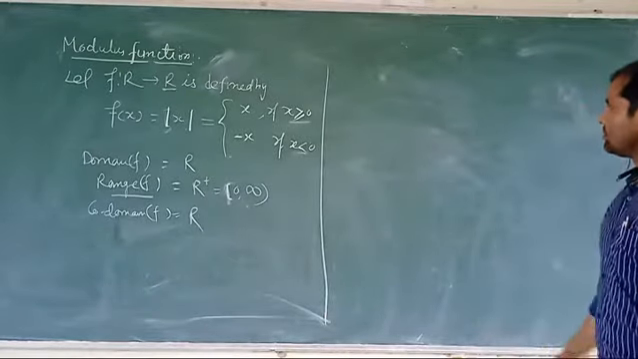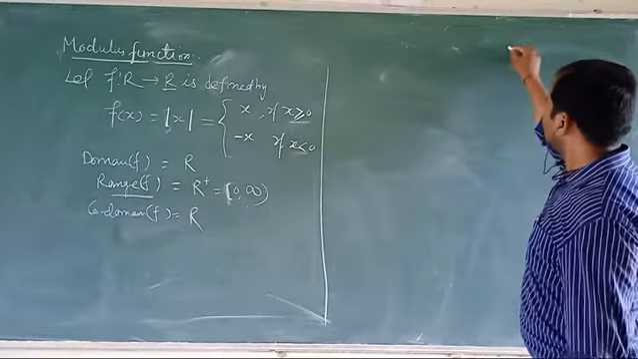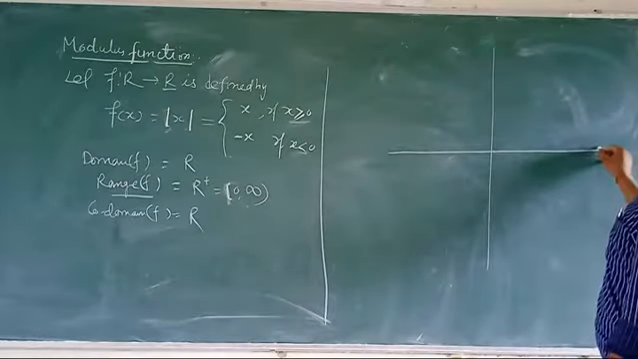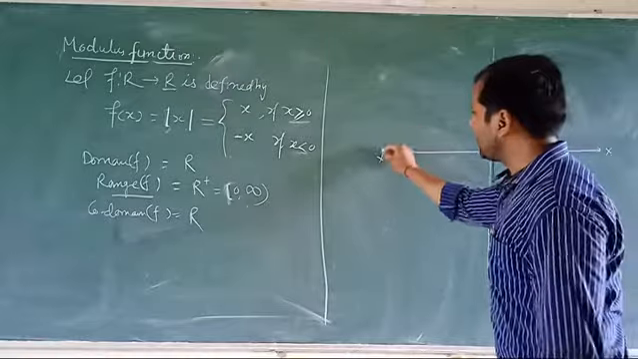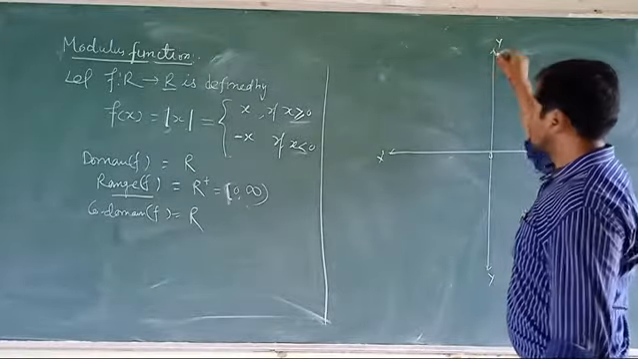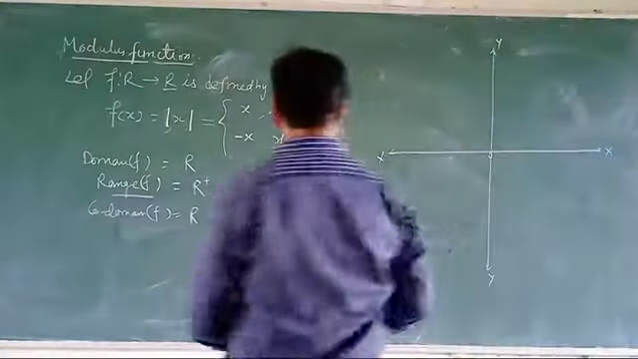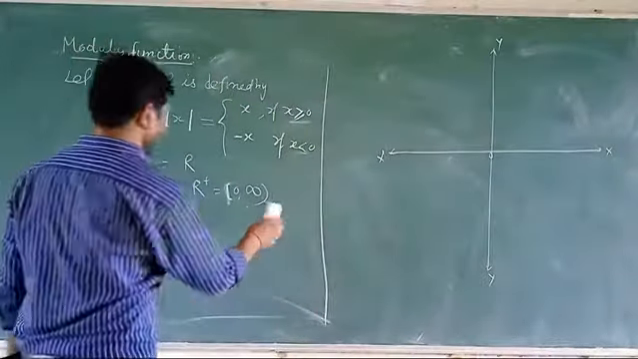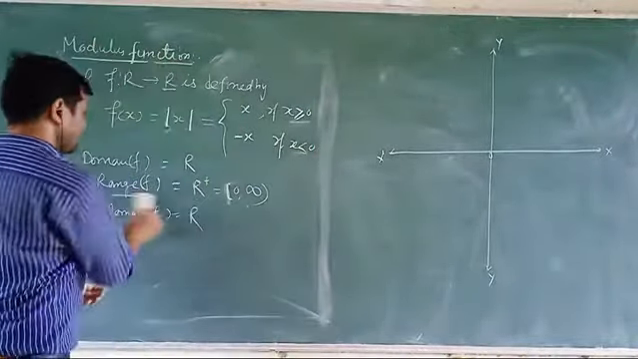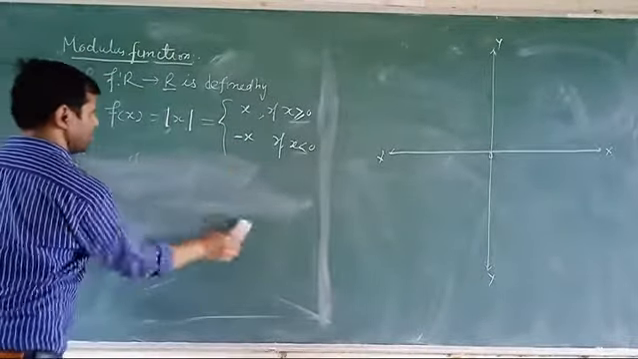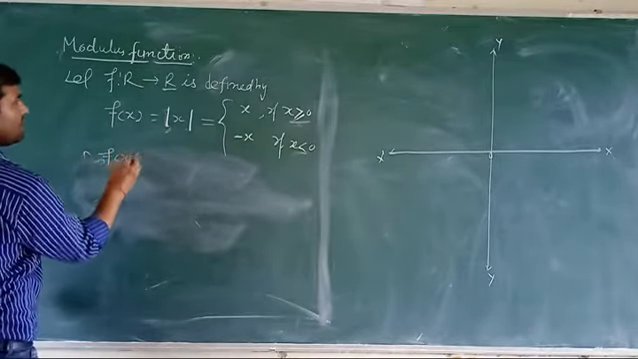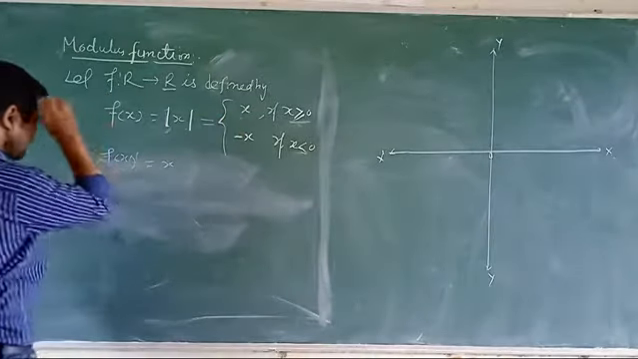Now, take the axes x'ox and y'oy. First of all we shall get points. I am telling you the details, you can see it here. This means when x is greater than or equal to 0, f of x is equal to x. We are taking this case.